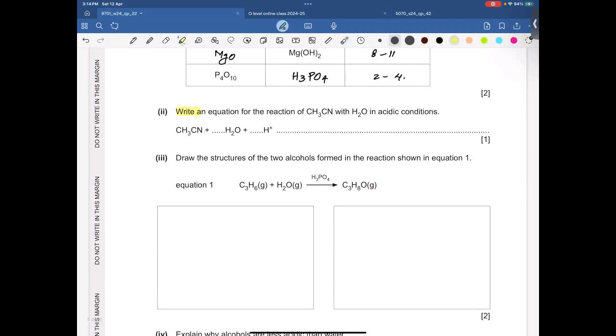Write an equation for the reaction of cyanomethane with water in acidic condition. See, this is acid hydrolysis. So whenever acid hydrolysis takes place, nitrile will turn to carboxylic acid.